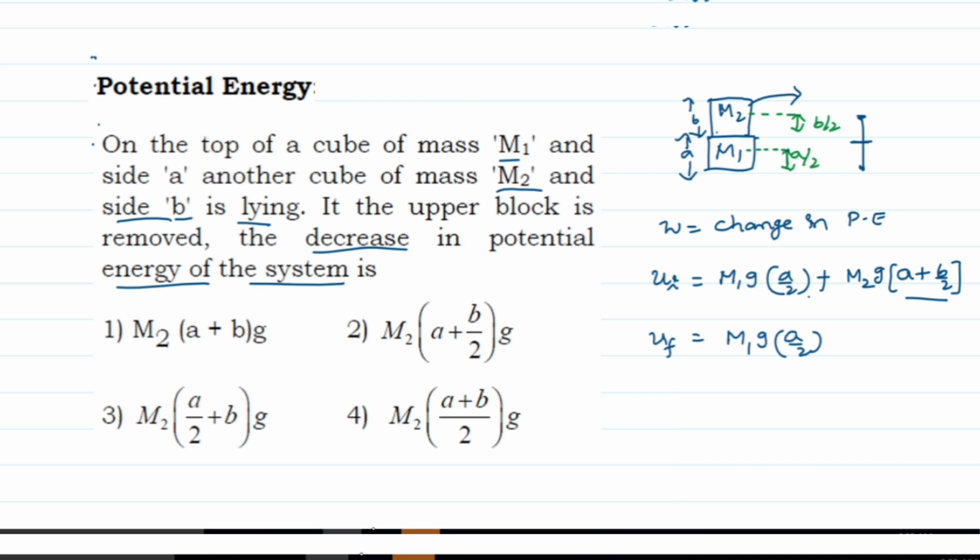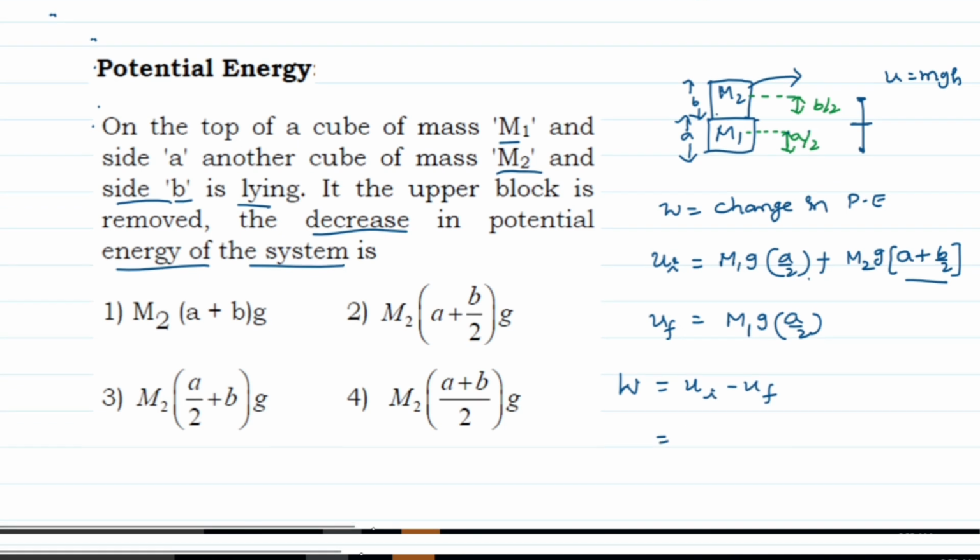Here you know the formula, students: U equals mgh. This is the gravitational potential energy, and with that I am writing these two equations. Now work done is nothing but the change in potential energy. Gravitational force is a conservative force. Whenever you take the change in potential energy, you always take it as U initial minus U final.